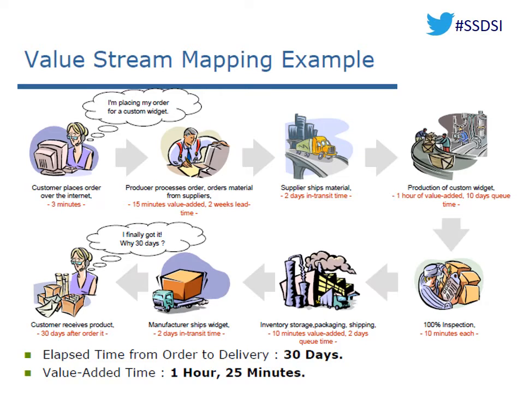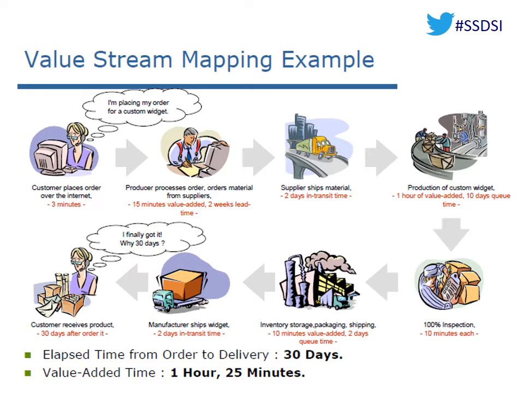Here is an example of a value stream map. All right, just a really basic pictorial value stream map. So this is basically placing an order. Actually, it's a whole order process, and it starts with the customer places the order over the internet. It takes 3 minutes. Now that is a value-added activity because that customer is turning that blank order into an active order, into one that's filled out.